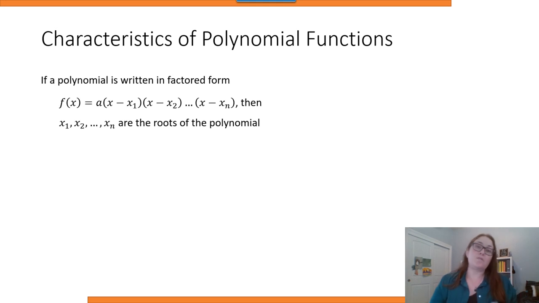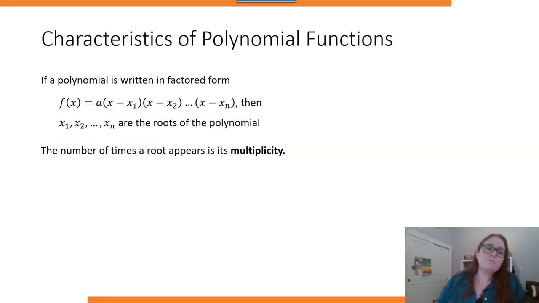One of the ways that we will find the zeros of a polynomial is to factor it. Usually the easiest way, if it's factorable, we can factor it, and then each one of those factors is going to indicate what number that factor will zero out at, and we can find our roots from that. So if I can write the factors as x minus x1, x minus x2, and so on, then those x1, x2, and so on would be the roots of the polynomial. The number of times a root appears is called its multiplicity.